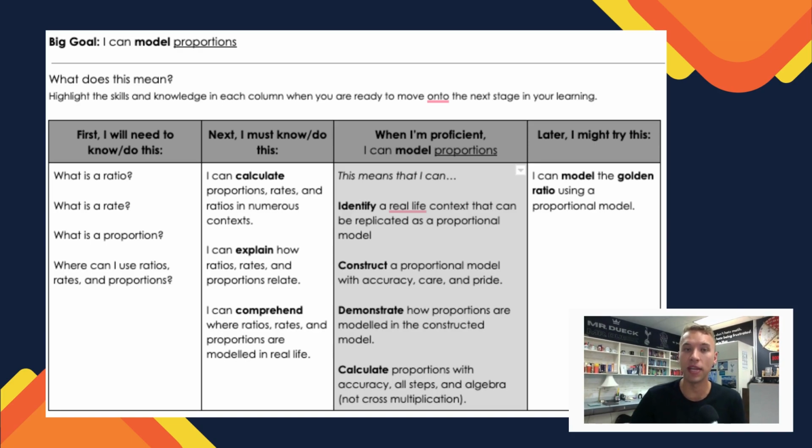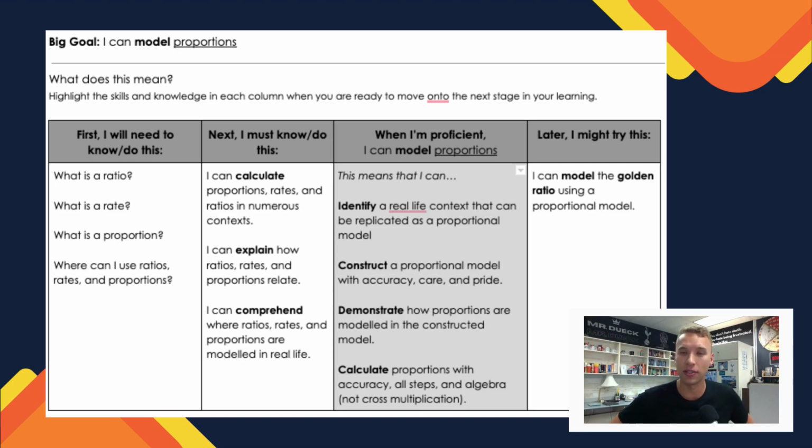So this is a document that can be given to students ahead of the unit being taught, and it has all of the same types of language, except it's rewritten for students. So at the top, it says, big goal, I can model proportions. Instead of clarifying proficiency, it says, when I'm proficient, I can model proportions. This means that I can identify a real-life context that can be replicated as a proportional model. This means that I can construct a proportional model with accuracy, care, and pride. This means I can demonstrate how proportions are modeled in the constructed model. And this means that I can calculate proportions with accuracy, all steps in algebra, not cross multiplication.